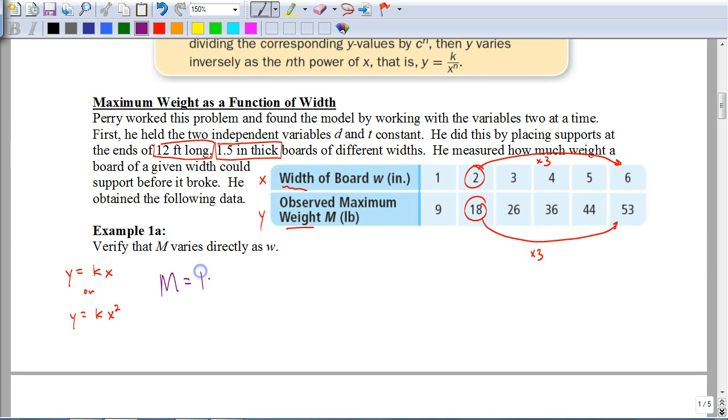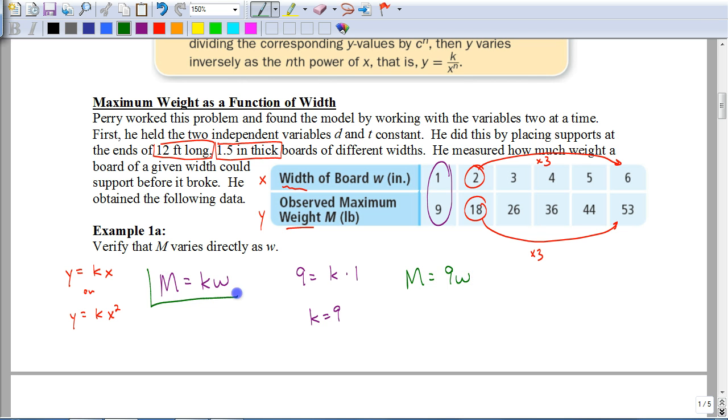equals k times w. Now, if they asked us to find a variation equation, what that means is that they want you to find a specific equation for the scenario. In which case you get to pick any pair of numbers here. Let's just keep it simple for right now. Let's just use 1 and 9, meaning I'm going to put 9 in for M, put 1 in for W to figure out what K is. Obviously in this case, K would equal 9. Telling me that my specific equation, if they ask us for that, would be M equals 9 times W.